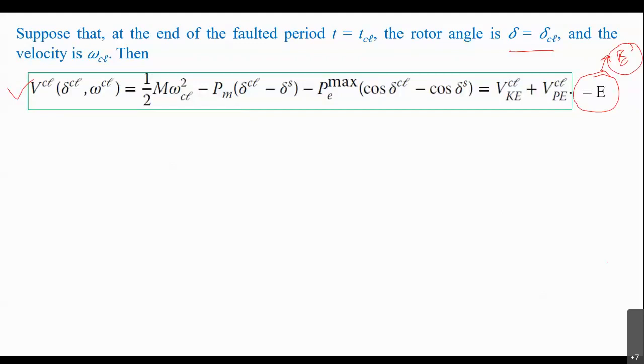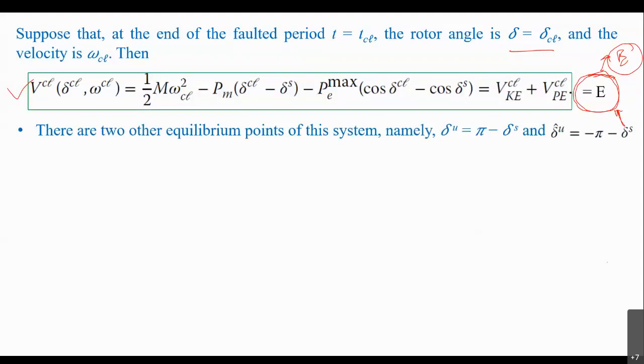So if we know the energy function and evaluate it at the clearing time, if you know delta CL and omega CL, that will give us the energy of the system. And based on the energy of the system, we can know whether the system is stable or unstable. How will we know? There are two other equilibrium points of this system, namely delta U equal to pi minus delta S and delta U cap, which is minus pi minus delta S.